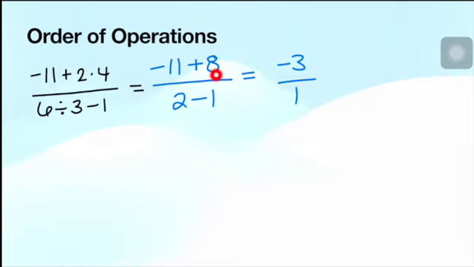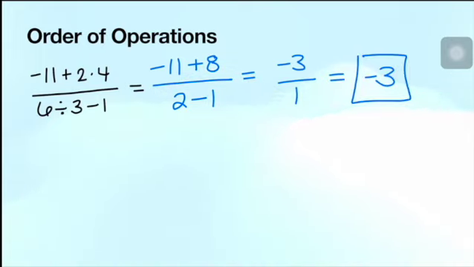Negative 11 plus 8 is negative 3. And 2 minus 1 is 1. And then finally, negative 3 divided by 1 is negative 3.